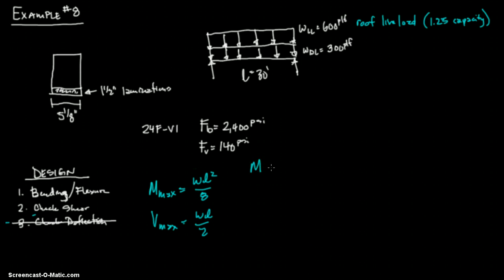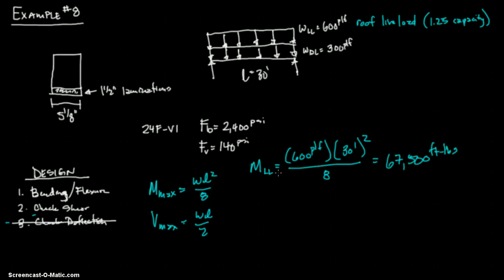So let's say M live load only, WL squared over 8. It's going to be 600 PLF times L, which is 30, squared over 8. That's 600 times 30 squared divided by 8. We get 67,500 foot-pounds. Now let's go dead load only, 300 PLF.